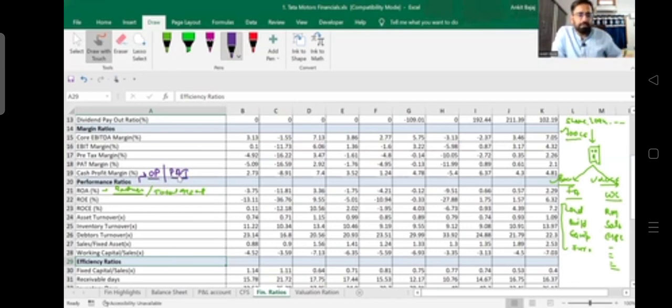Now here you will see that a negative balance is given. Minus 3.75 is given here. How have they calculated minus 3.75? Because if a negative figure is given, it shows that the company is not making profit. It shows the company is making losses.